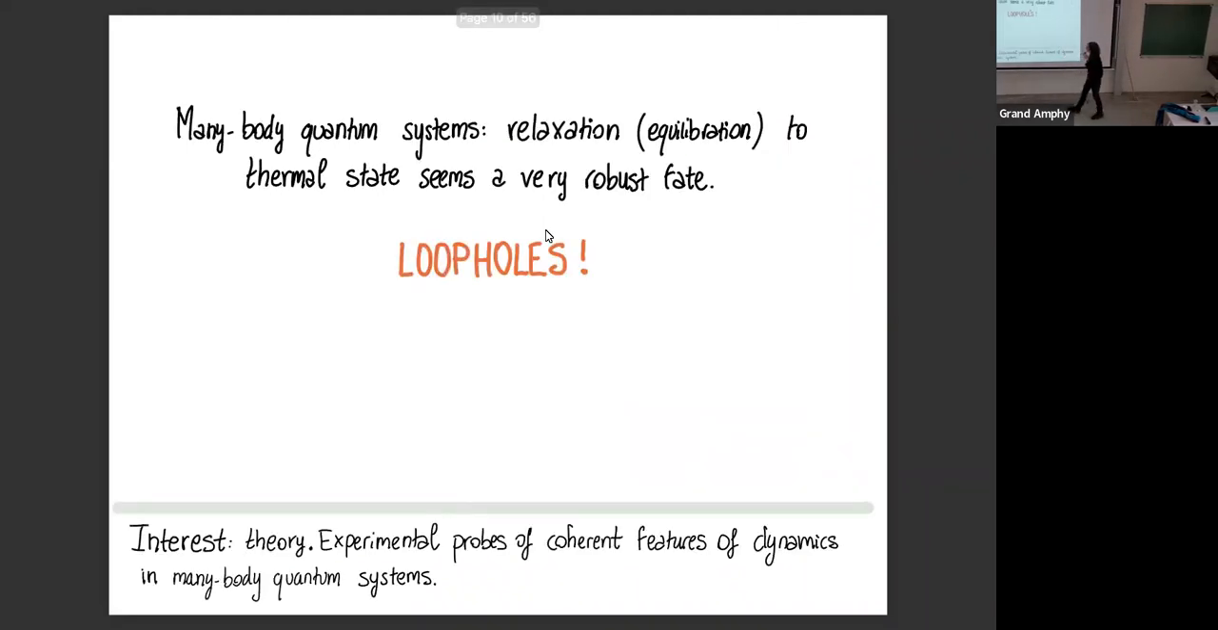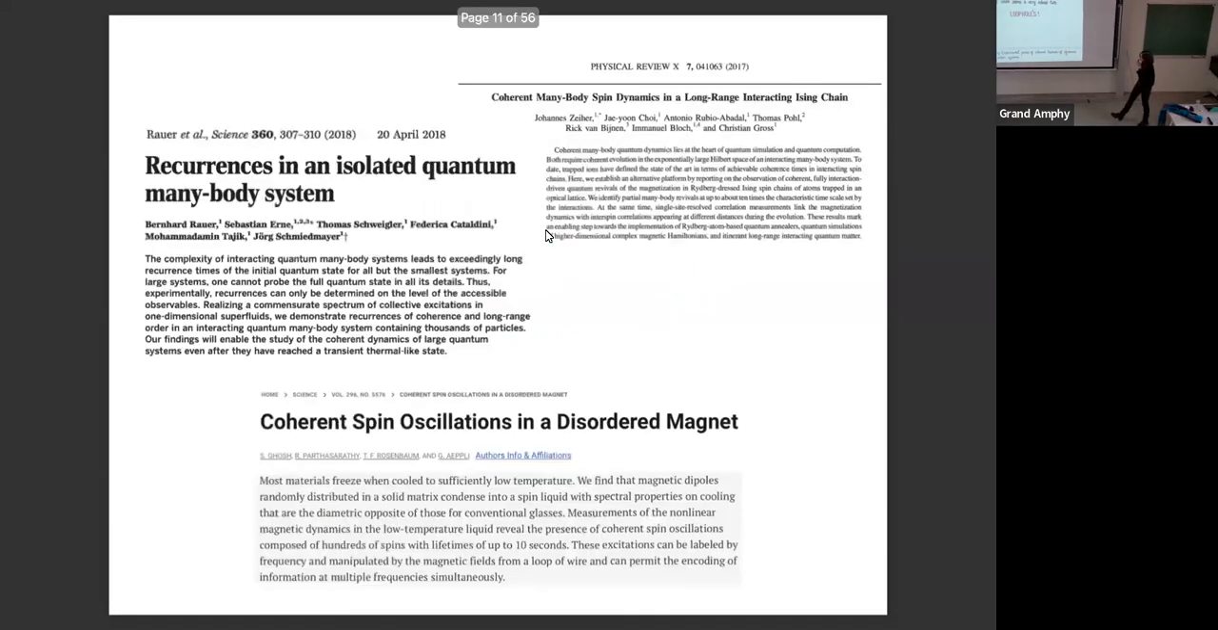Okay, so this is to say that, in fact, there are loopholes to this scenario of equilibration and thermalization. And these loopholes, you can even probe them nowadays in experiment. And this is interesting from the theoretical point of view, which is more the perspective that I will take. But it is also interesting for more practical purposes. So there is a lot of excitement in these communities because you are interested in probing features of coherent quantum dynamics in this many-body quantum system, in view of possible applications for quantum devices and even quantum computing. Okay, so this is just to give an idea of the fact that there is a lot of research, of course, going on in that direction.